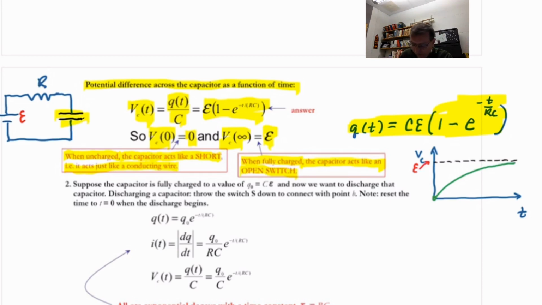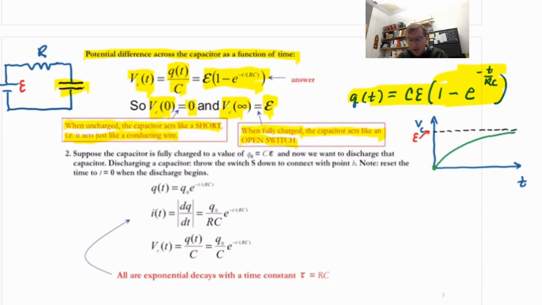Okay, now, let's say we've waited a long time, many time constants, even more than 5 time constants. We would then all agree that the capacitor is fully charged. Its charge Q has approached its final value, C times the EMF. Its potential difference across the capacitor has approached its final value, the EMF of the battery, and the current in the whole loop has approached 0, its final value. Now we're going to discharge the capacitor. How are we going to do that?